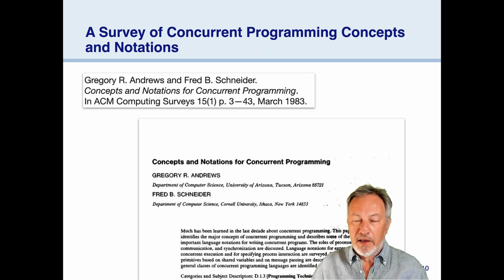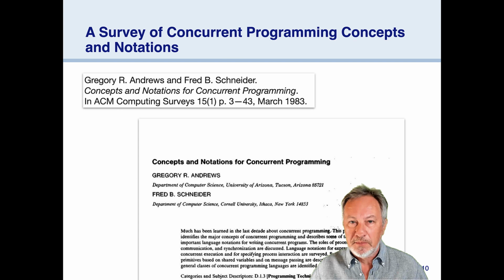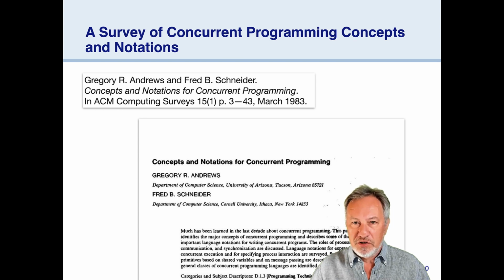Next, we'll have a look at some of the basic concepts of concurrency and parallelism. This article is a classic. It's quite old now. It's nearly 40 years old. It's available on the internet from the course webpage, so it's downloadable from there. If you have difficulty accessing it, contact me or the assistants through the Ilias question and answer forum, and we'll make sure that you can access it.